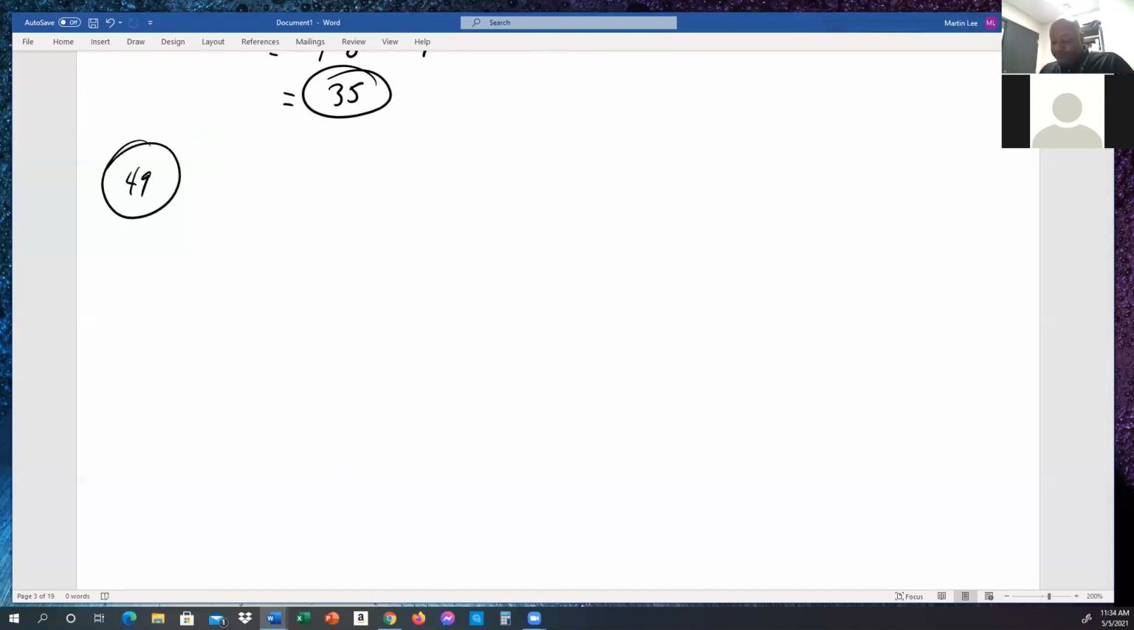For problems 49 and 50, find the greatest common factor. So we have 2x to the third plus 4x minus 8. So find the greatest common factor. Let's start first with the numbers. We have 2, 4, and 8. So their greatest common factor is 2.